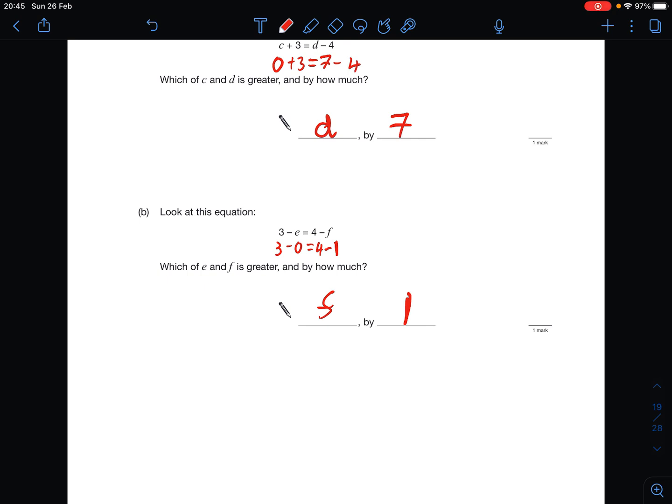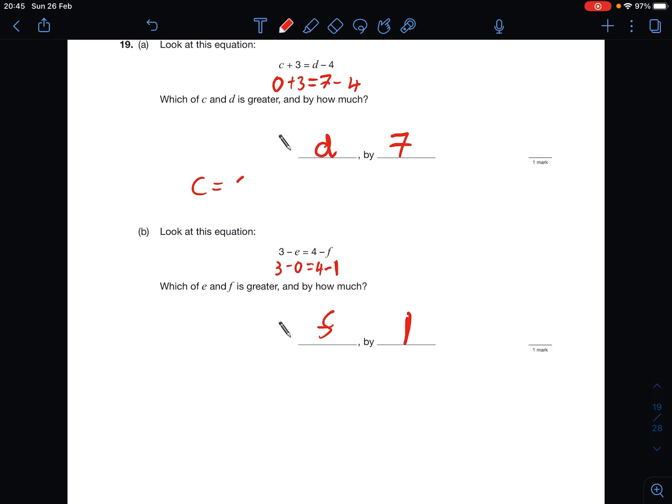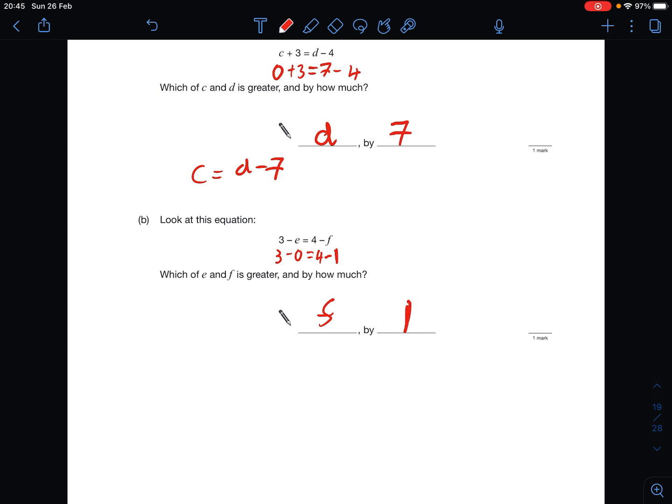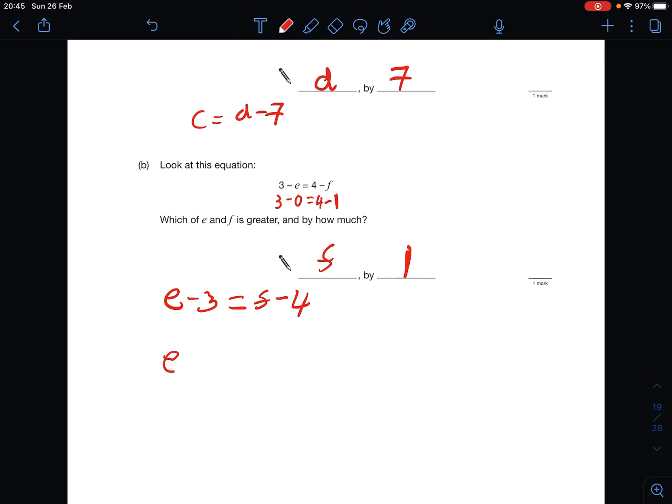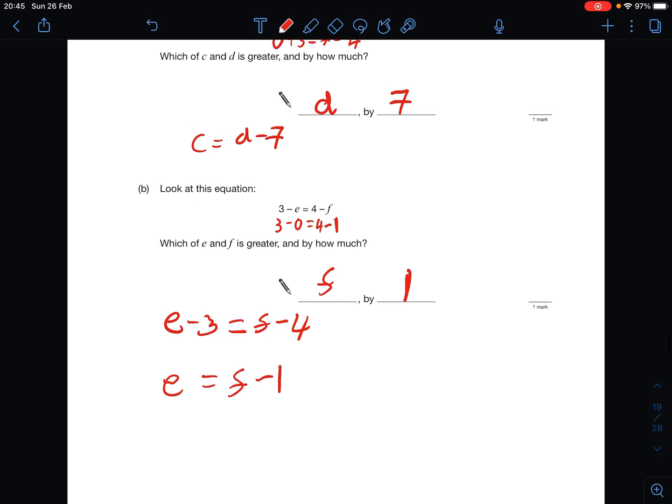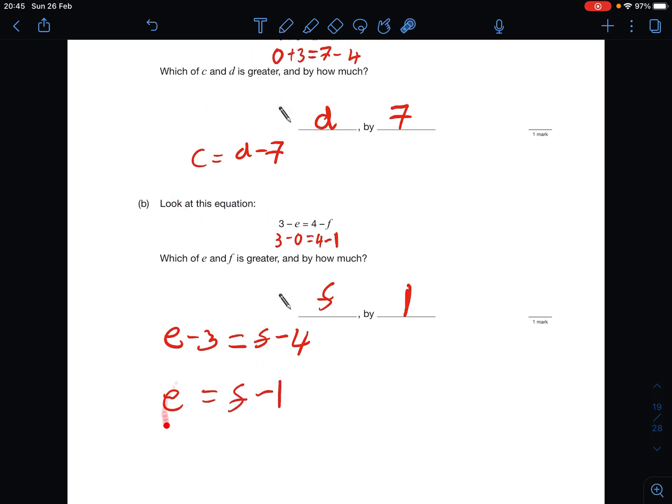If you want to do it algebraically, you could do something like C is equal to D take away 7. You subtract 3 from both sides, and therefore D is bigger by 7 because you have to take 7 away from it to get to C. Or similarly over here, what I would recommend doing is saying that I would probably times both sides by -1 to get that E take away 3 is equal to F take away 4. That works, just times in both sides by -1, and then E is equal to F minus 1, and then using the same idea as over here, we can take that away.